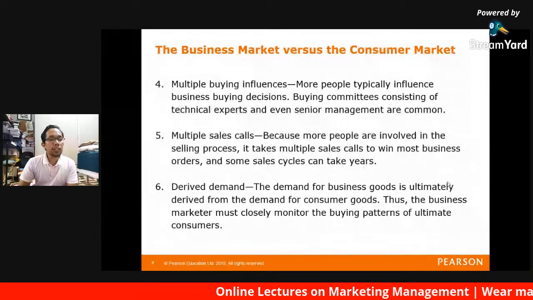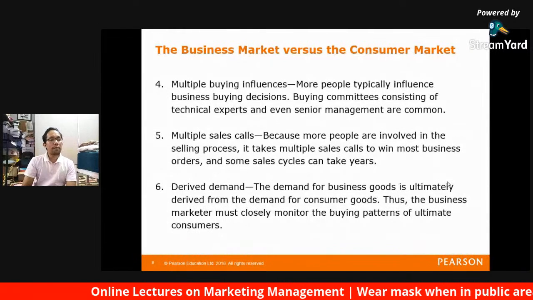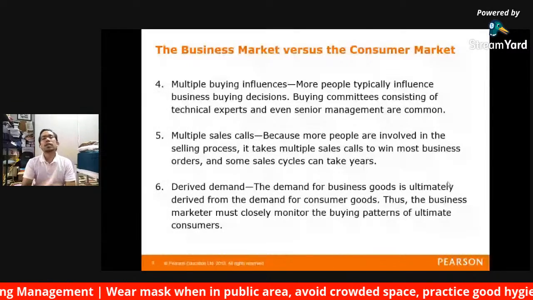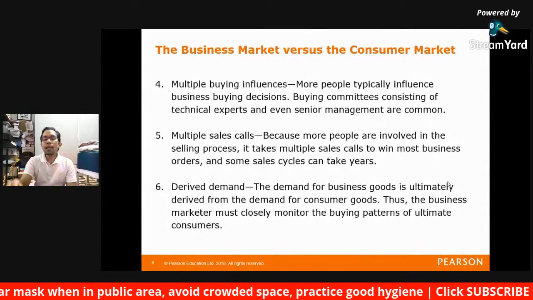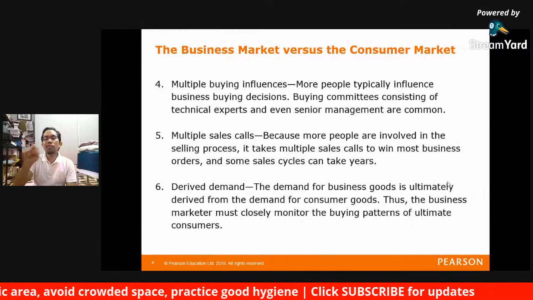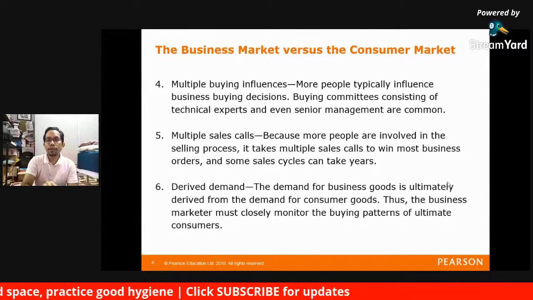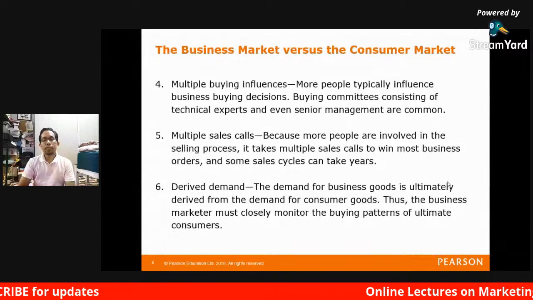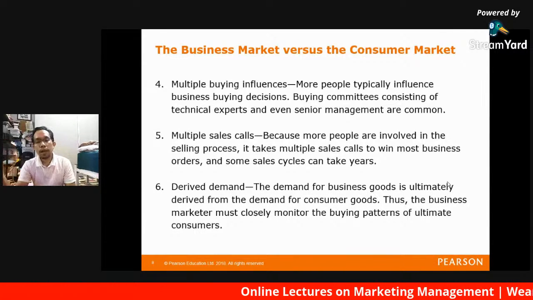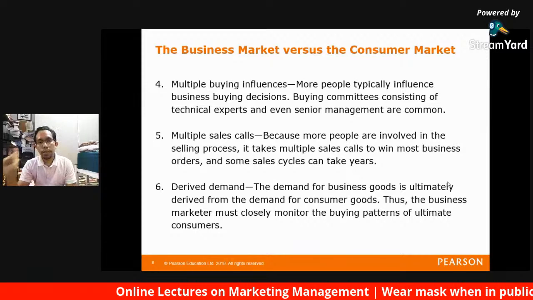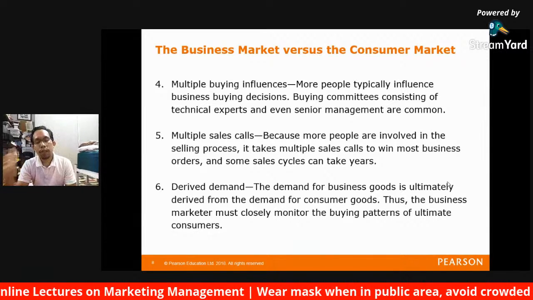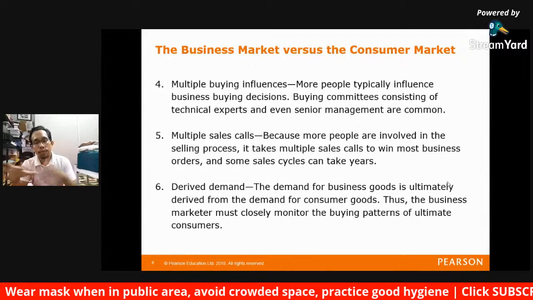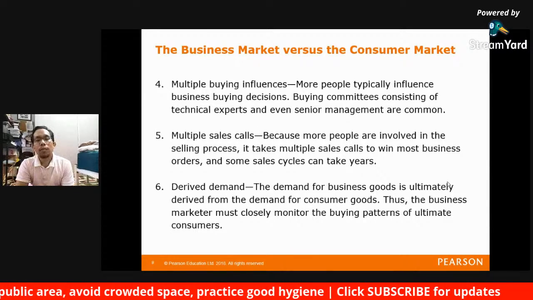Six, derived demand. The demand for business goods is ultimately derived from the demand for consumer goods. What does it mean? Anything that a business buys from the supplier is derived from the end consumer's demand. What is demanded by the consumer market, that particular material will be considered to buy in business quantities, in bulk.